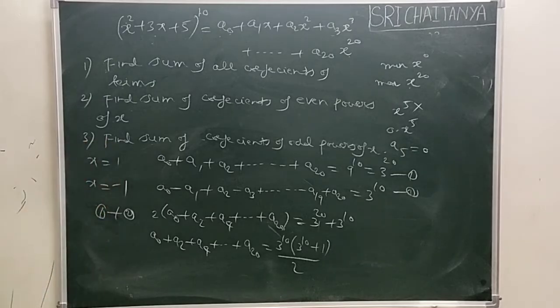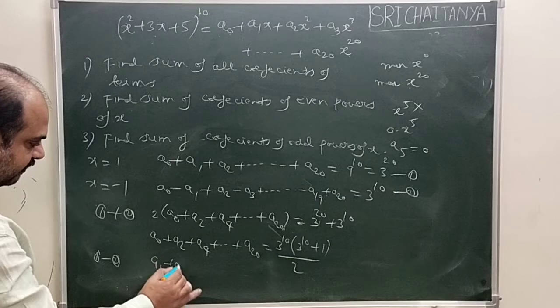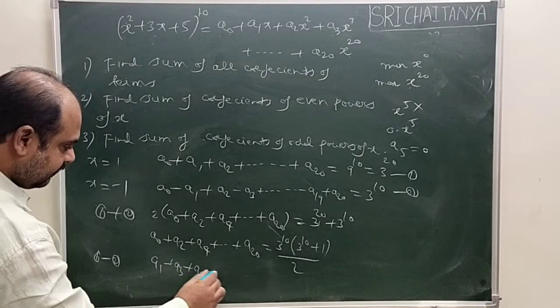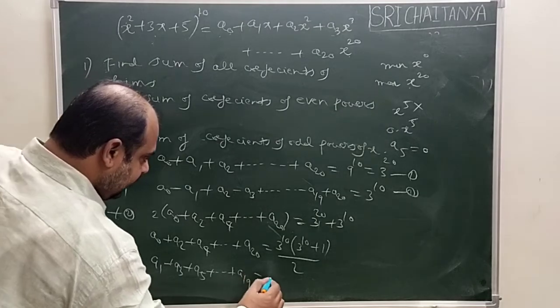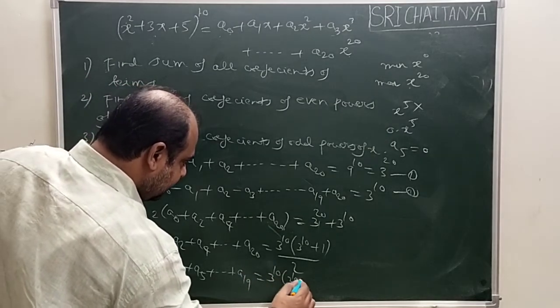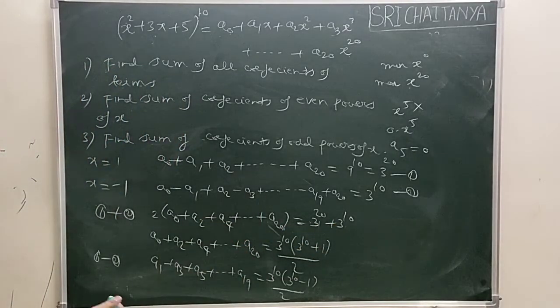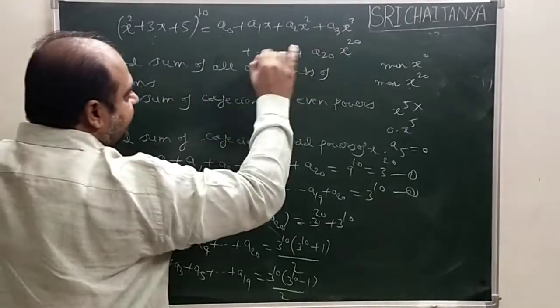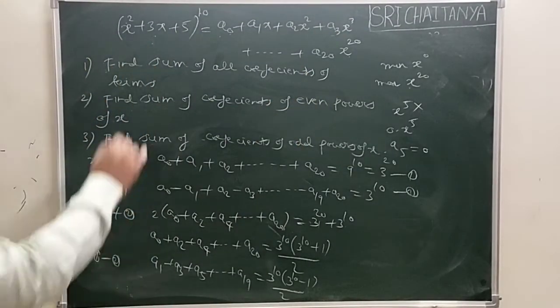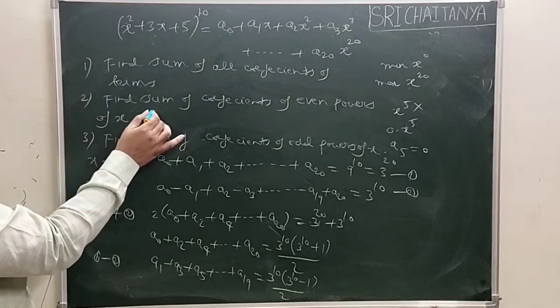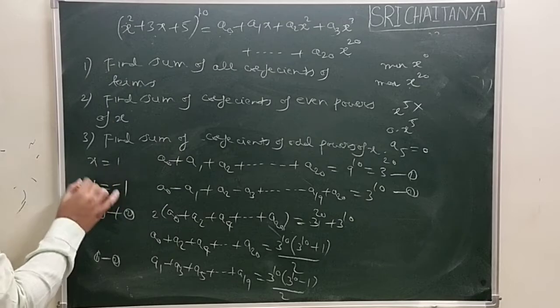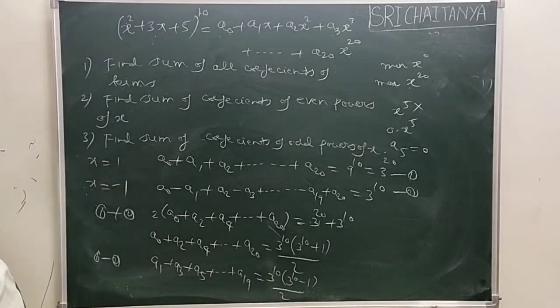Next, the third question: subtract the two, minus 1 minus 2. That gives 2 times A1 plus A3 plus A5 and so on up to A19. So you take this minus this, divided by 2, and that is the answer. Like that, when an expansion is given and he asks for the sum of coefficients of even powers or odd powers of x, put x equal to 1 and minus 1, then add and subtract to get those terms.